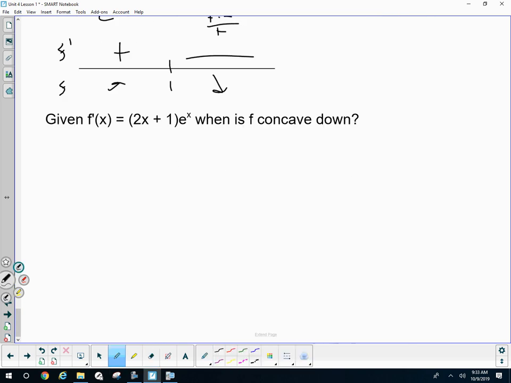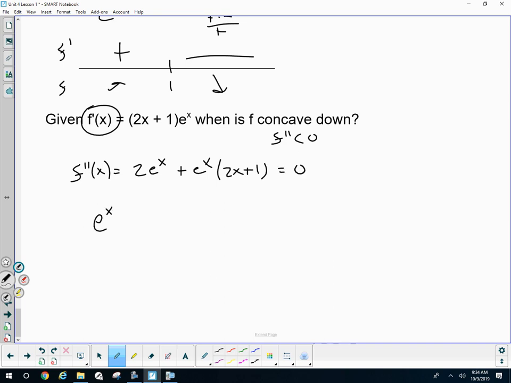Concavity. When is a function concave down? You look at the second derivative. And if the second derivative is negative, we're concave down. You already are given the first derivative. Okay, so to look at the second derivative, just take the derivative of your first derivative. It's a product, use the product rule, derivative of the first times the second, plus the derivative of the second times the first. Set that equal to 0, see where the signs could possibly change.